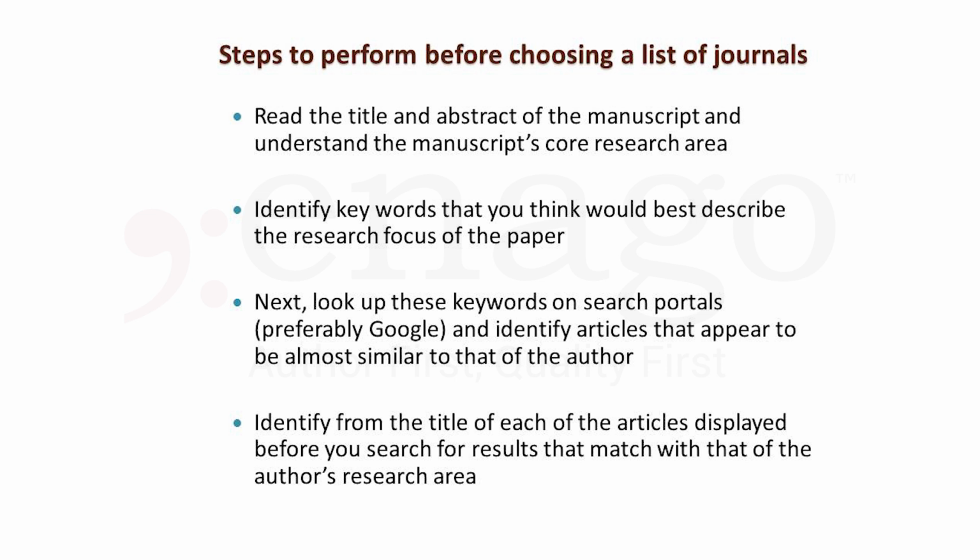Once you receive the manuscript, you need to read the title and abstract of the manuscript and understand the manuscript's core research area. Once this is done, identify the keywords that you think would best describe the research focus of the paper. Next, look up these keywords on search portals like Google and identify articles that appear to be almost similar to that of the author.